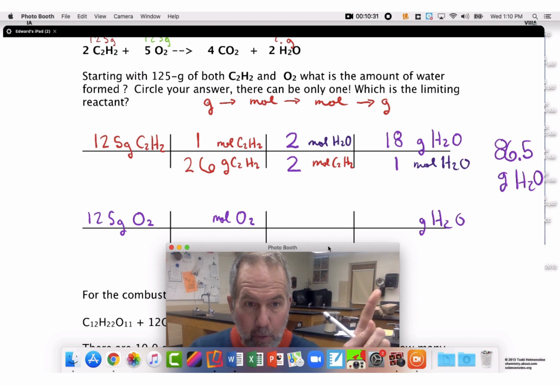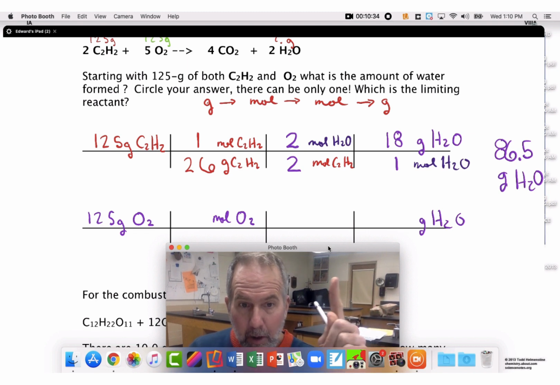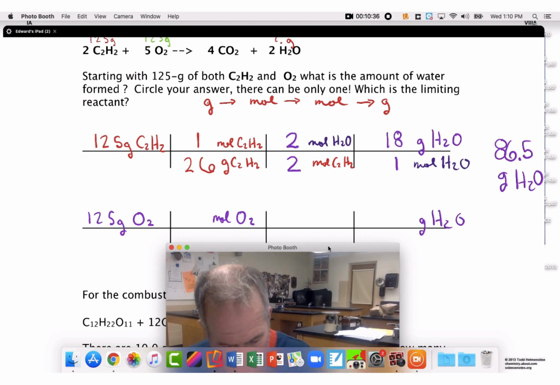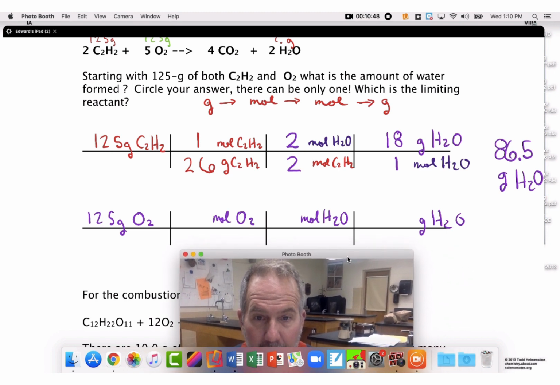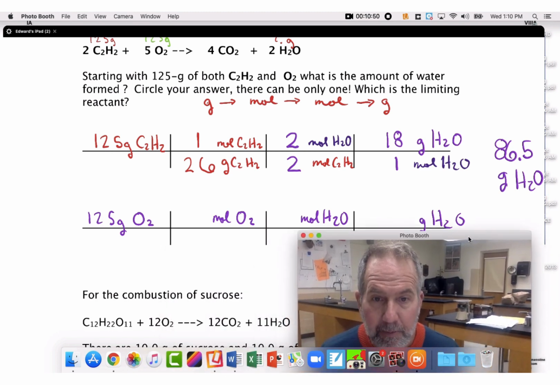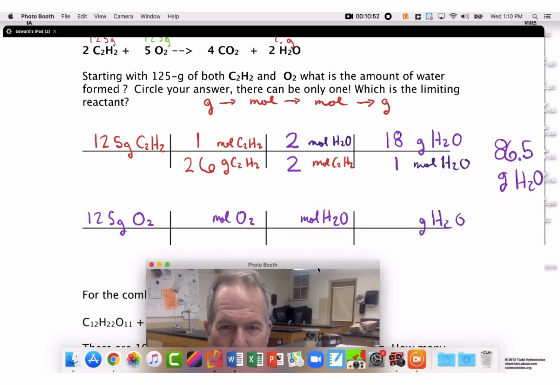Okay. Grams of H2O, moles of H2O. All right, did you see how I did that? And look at our pattern: grams of given, moles of unknown, grams of unknown. All right, we're ready to do the numbers. We're ready to do our crossing out.